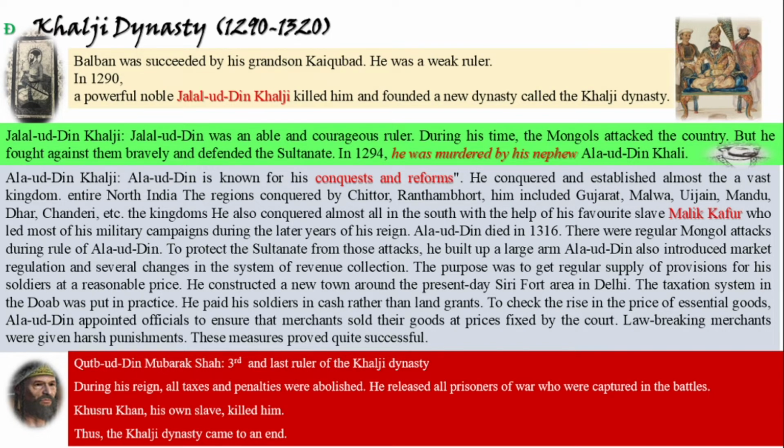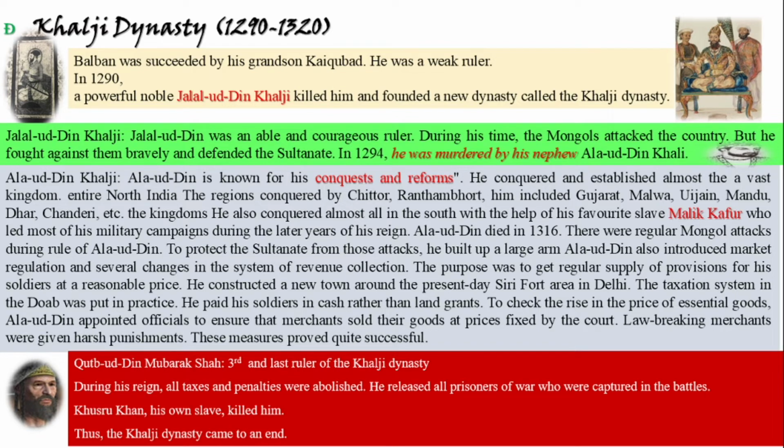Alauddin Khalji ruled until 1316. There were regular Mongol attacks during his rule, and to protect the Sultanate from those attacks, he built a large army. Alauddin Khalji also introduced market regulations and several changes in the systems of revenue collection.